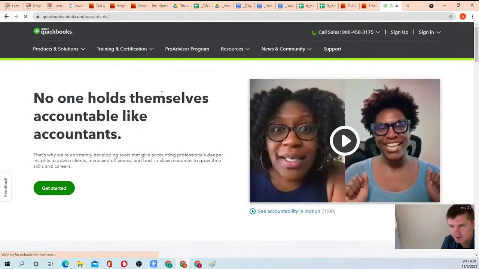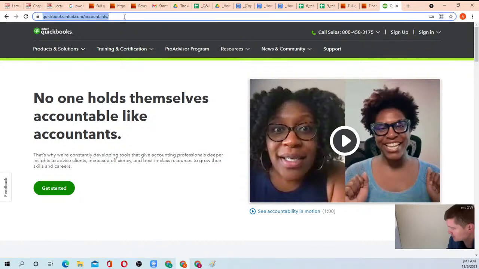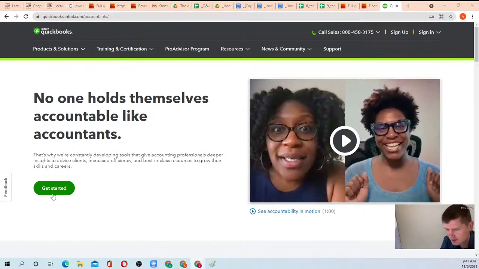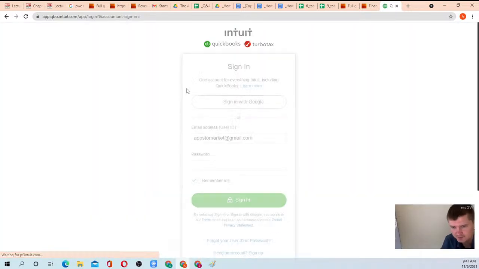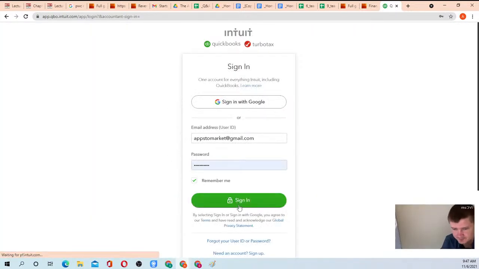When you are opening an account, you need to make sure that it's a QuickBooks for Accountants account, and you can get started here. And when you sign in, you need to make sure you select the Accountants account for signing in.